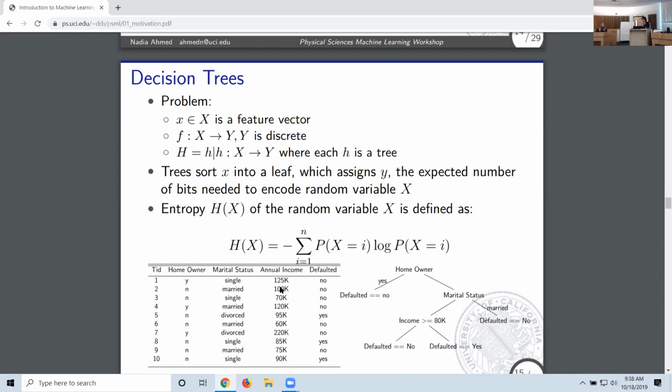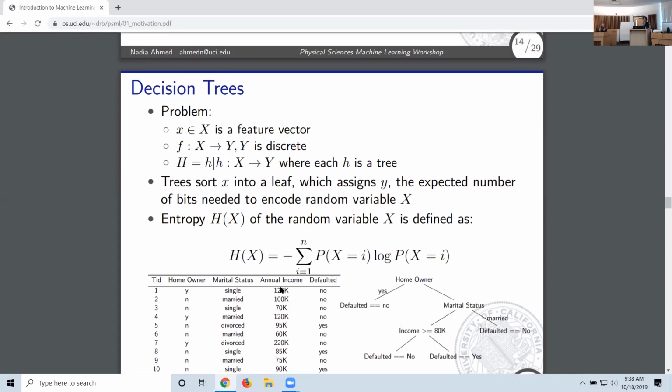So a decision tree, what is a decision tree? We all learn decision trees when we take a programming class. It's an if-then-else statement. That's essentially all that it is. If I have this, then I have this.